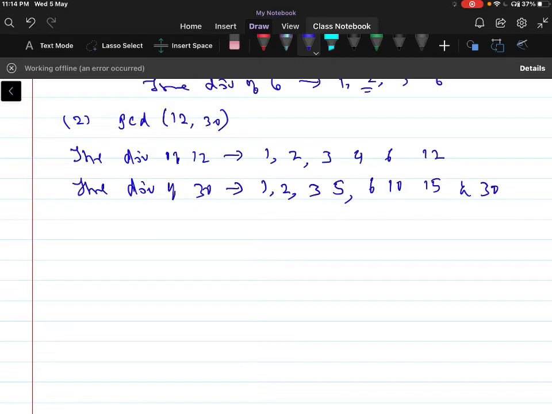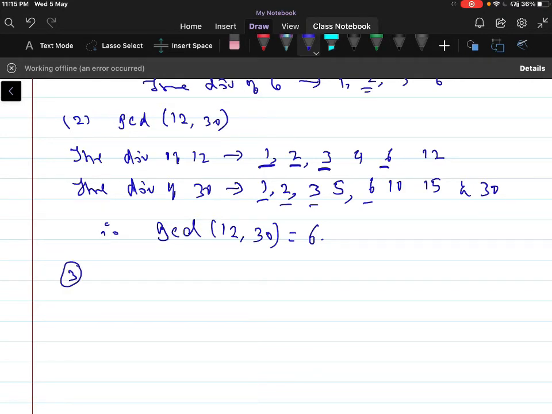So here you can observe that the common divisors of 12 and 30 are 1, 2, 3, and 6. So 1, 2, 3 and 6 are the common divisors of both 12 and 30. In this case you can observe that 6 is the greatest common divisor of both 12 and 30. Therefore GCD of 12, 30 is equal to 6.